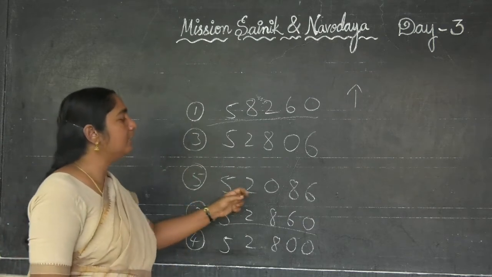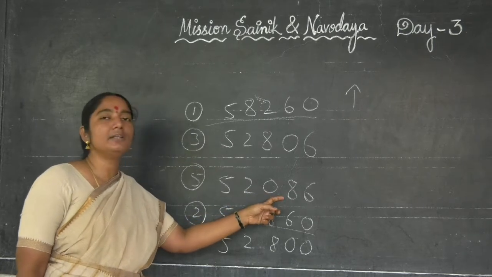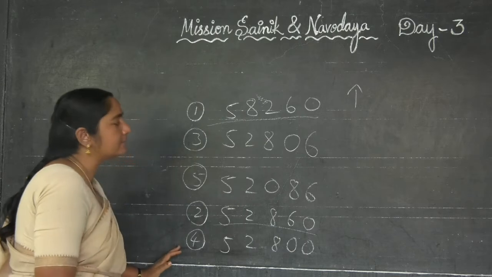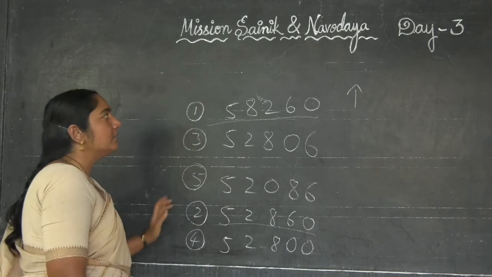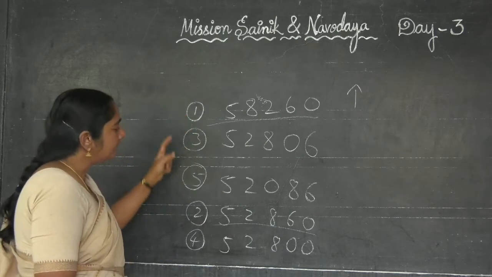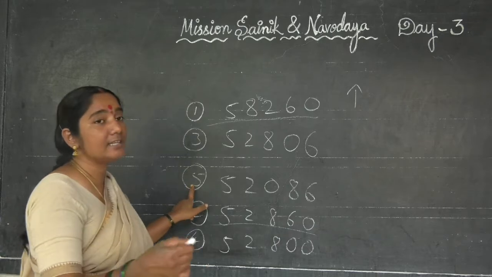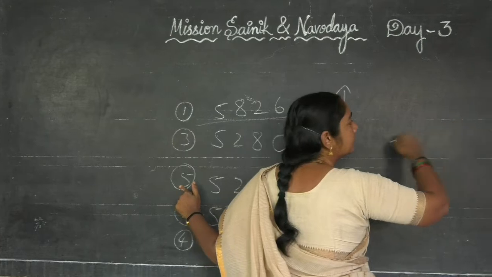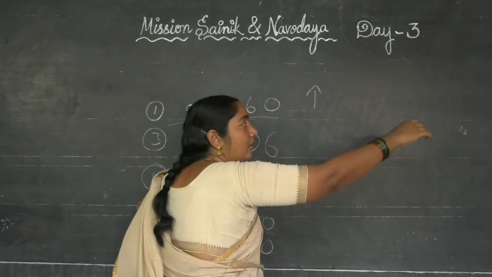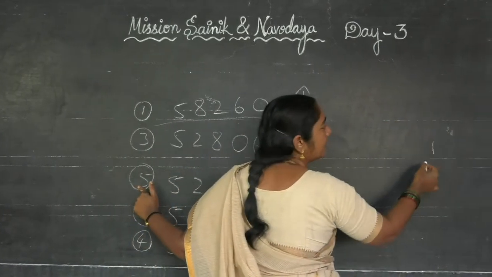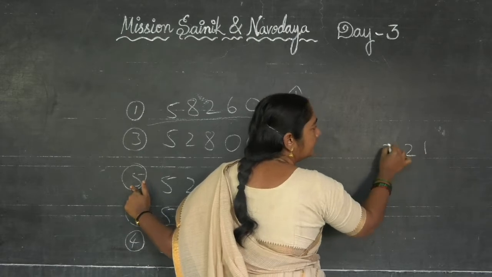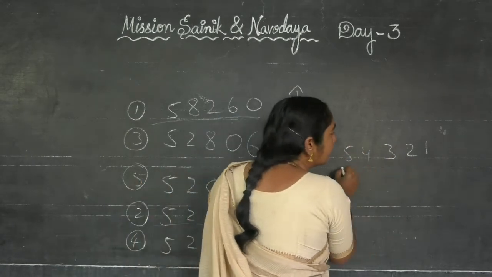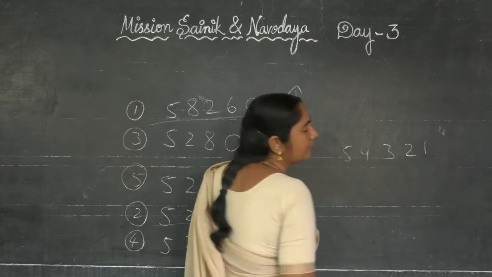So among all the numbers, the smallest number is this one. We have given an order: this is the largest number and this is the smallest number. Now he is asking for the ascending order. Ascending order means increasing order. Means from the smallest number to the largest number we have to write.